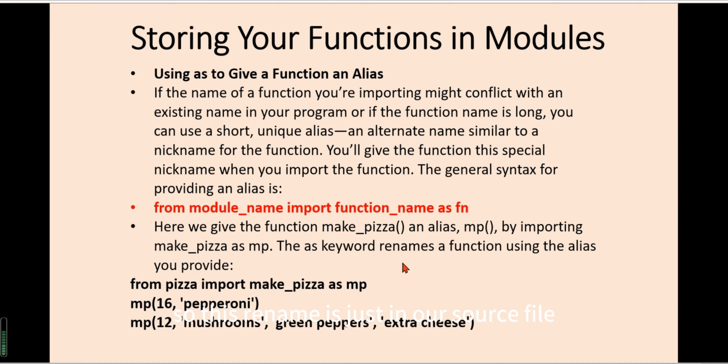So this rename is just in our source file, not in the module file. We make no change to the module file. We just import from the module file and temporarily change this function with an alias name. So from pizza import make_pizza as mp. So we can call the function using mp now: mp(16, 'pepperoni'), mp(12, 'mushrooms').